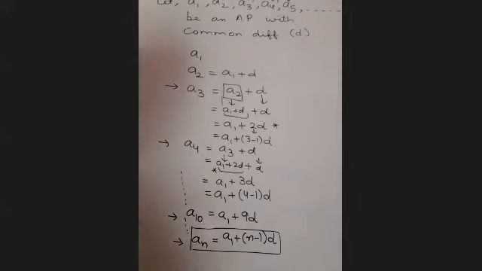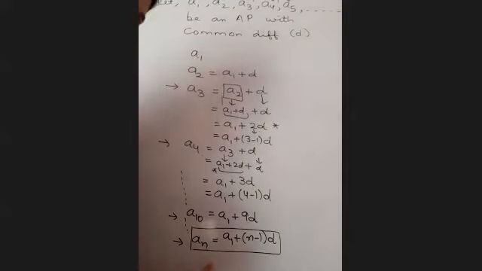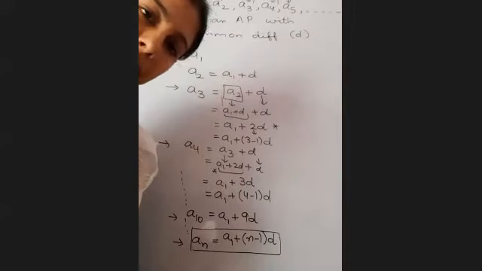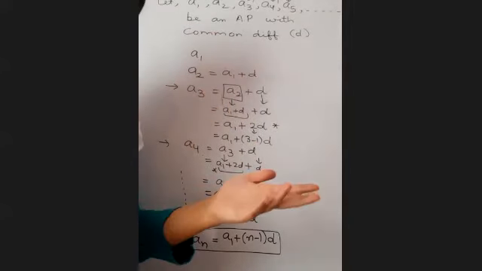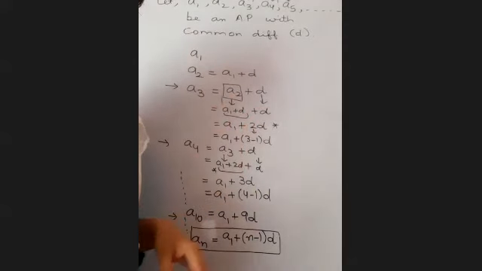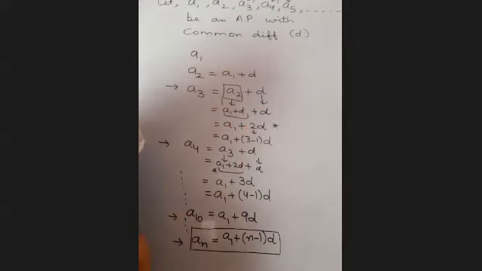So if I have to find, let's say, the 75th term, what is the formula? A75 will be equal to A1 plus how many times D? 75 minus 1 D, which is 74D. Clear? So that is finding the nth term.